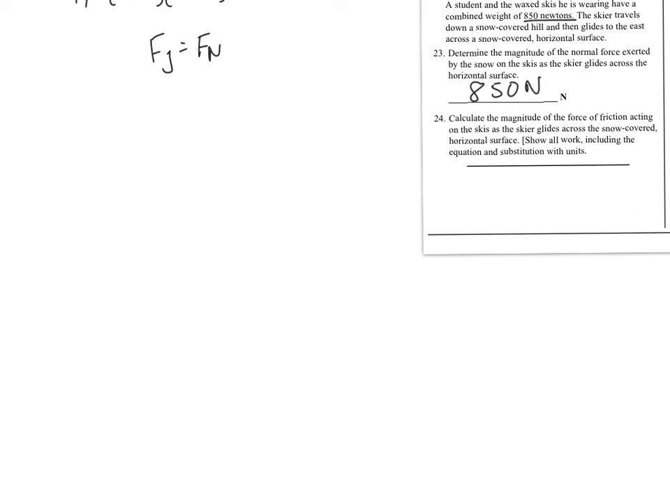Now, question 24 is a two-parter. We've got to show our calculation work and get the correct answer. Doing both of those will give us 2 points. Okay. So we've got to calculate the magnitude of the force of friction acting on the skis across the snow-covered horizontal surface. Our equation is F_f is equal to mu times F_N. From question 23, we established that our F_N is the same as the weight, which is 850 newtons.